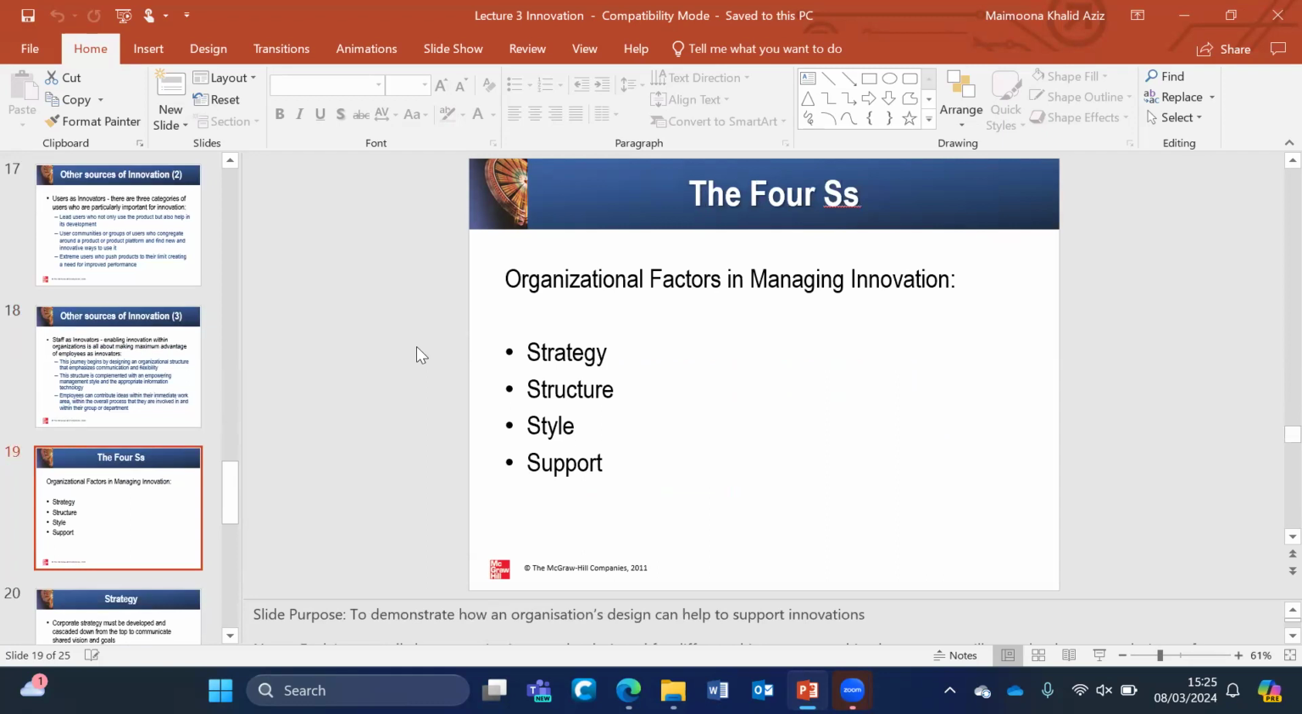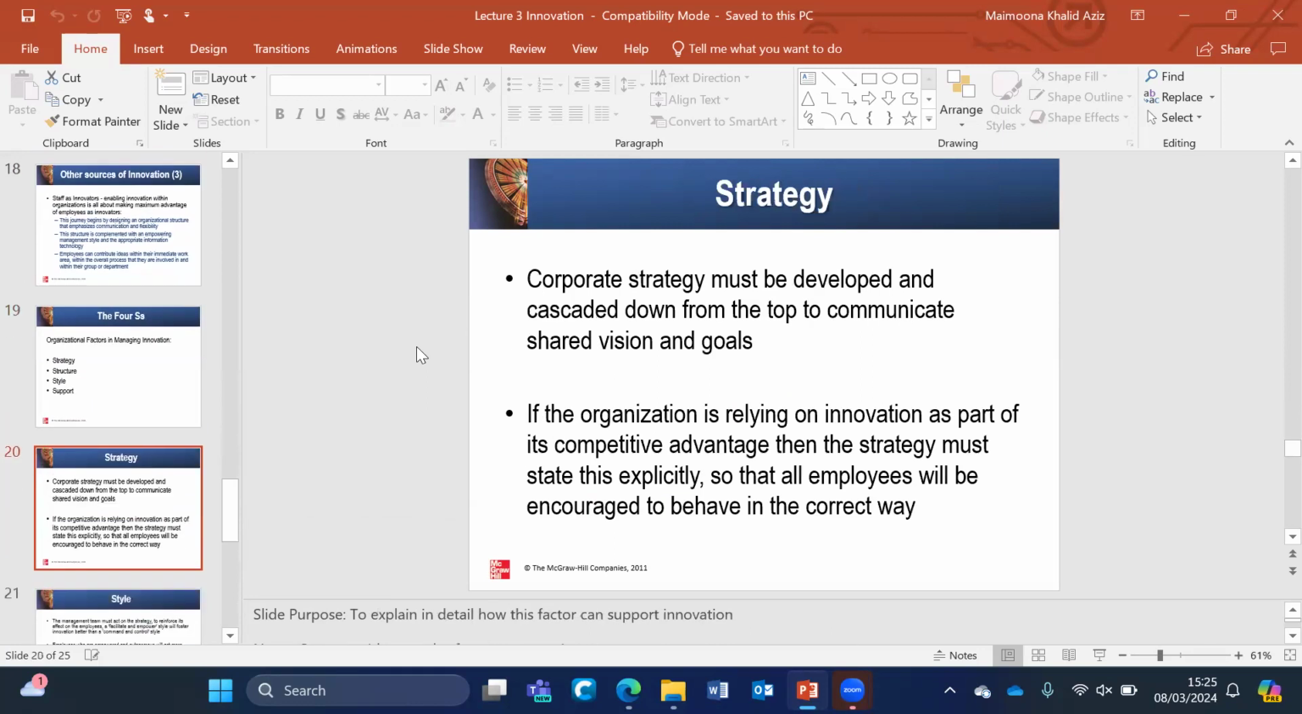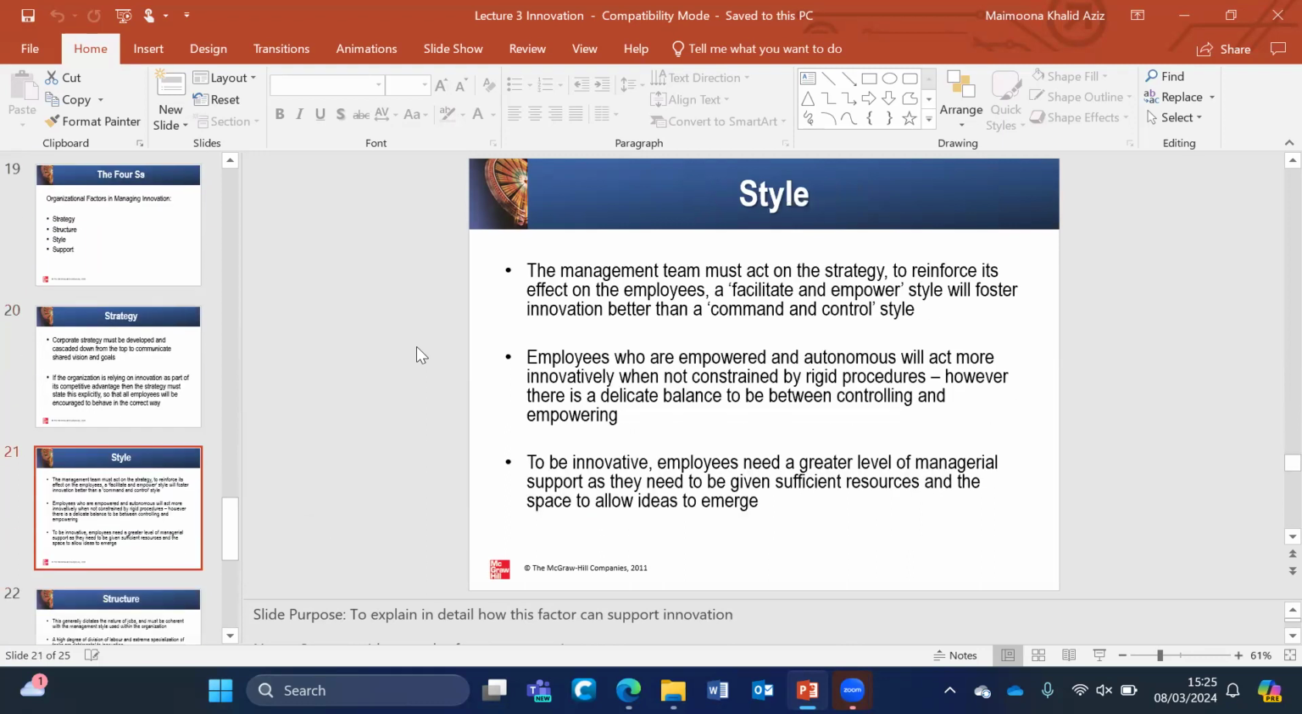There's 4 S's for managing innovation: strategy, structure, style, and support. So let's look at that. Strategy means that your corporate strategy, your vision, mission, your priorities should align with innovation if you want to achieve that in your business. Style means the management team needs to facilitate and empower the employees. That means your employees need to be feeling empowered in order for them to be able to contribute to innovation and work and try and handle changes and work towards achieving your goals.